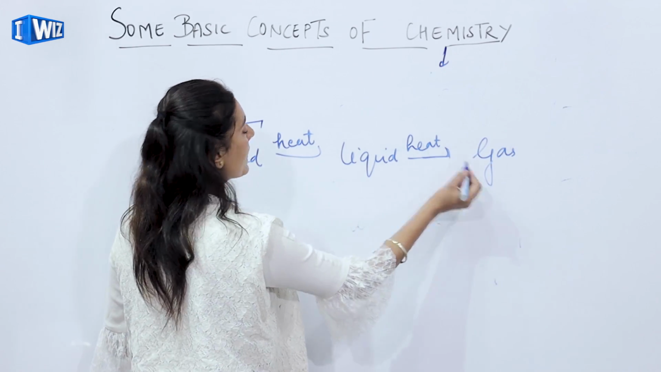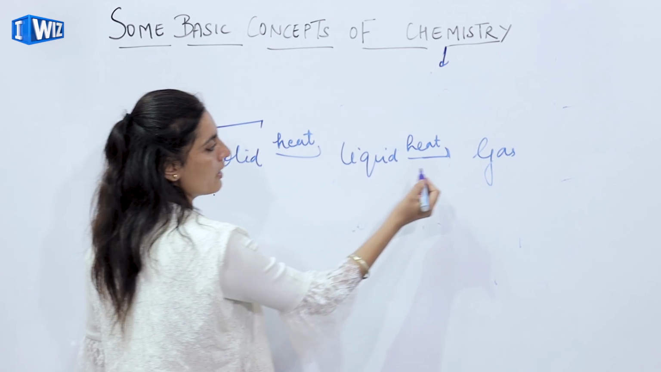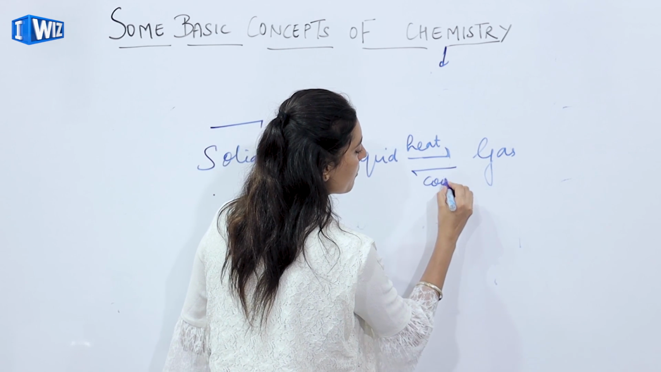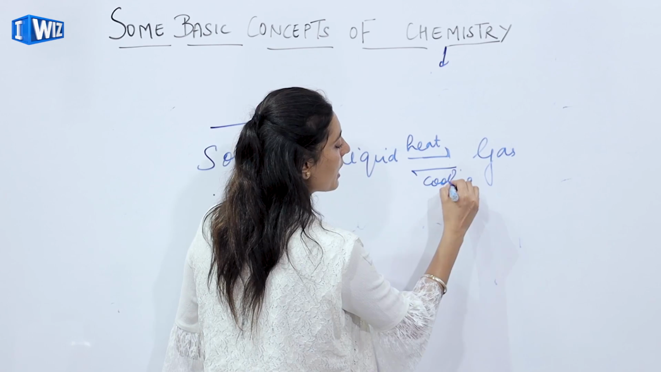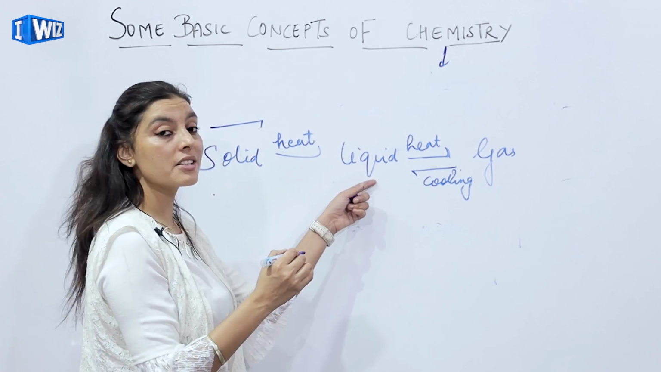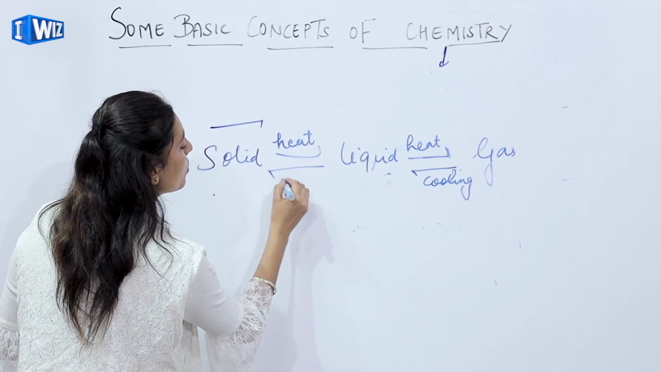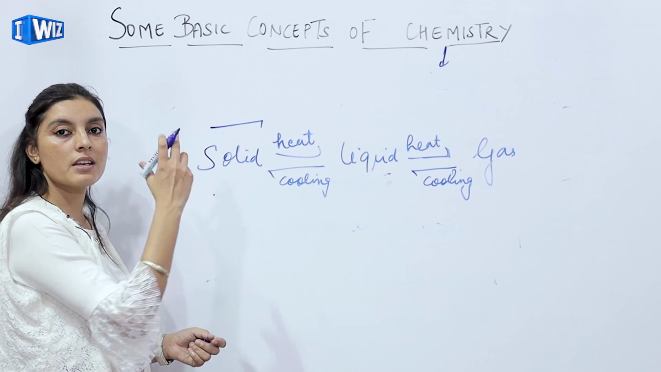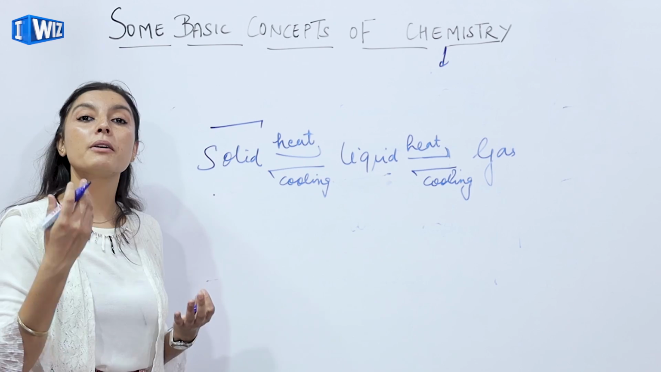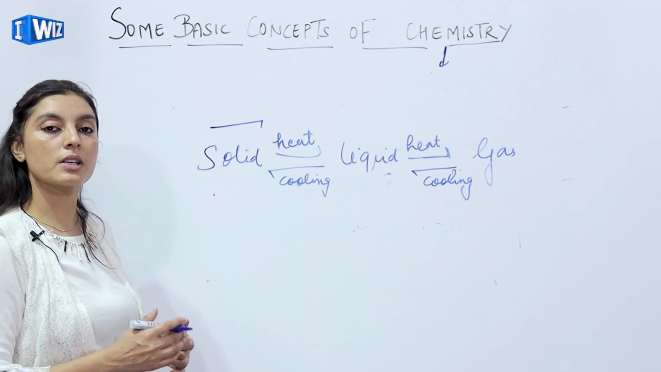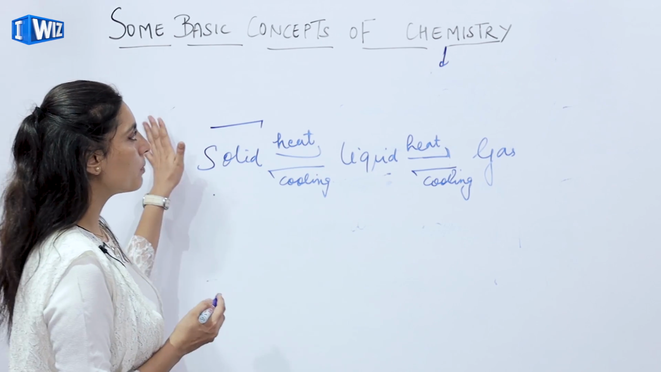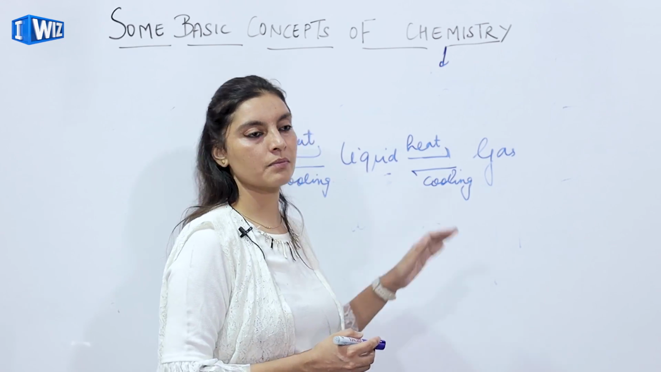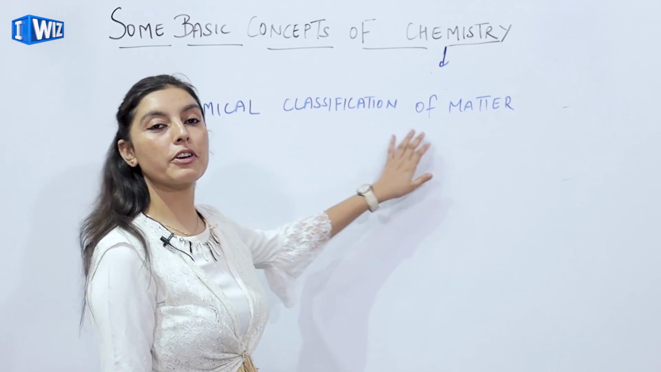Now from here I can come back to this particular one. After cooling it, once I'm cooling the gas, अगर मैं गैस को कूल कर रही हूँ, I can get a liquid. If I'm just cooling that liquid as well, I can get that solid. That is the, we all know that making up of the ice, which is a better example to explain this thing. So I hope this concept is very clear. So the next step is the chemical classification of the matter.